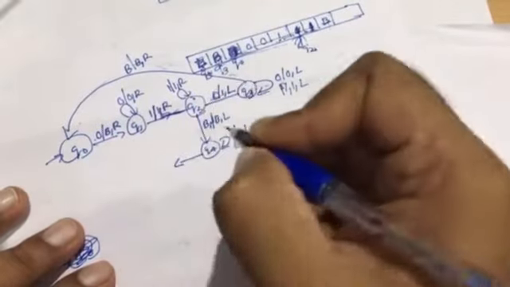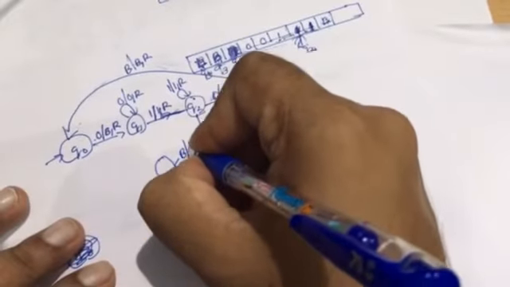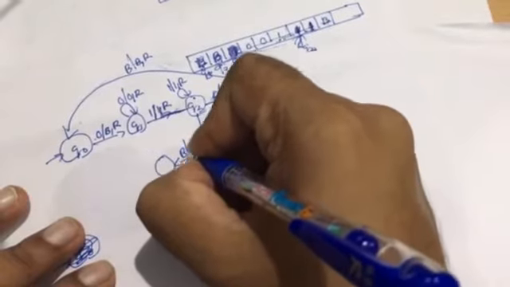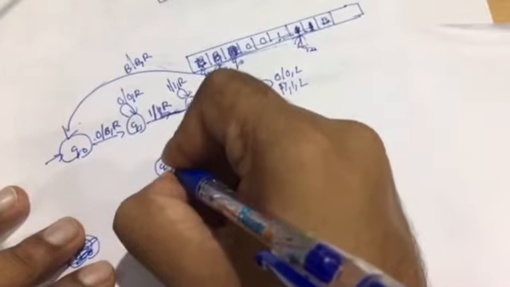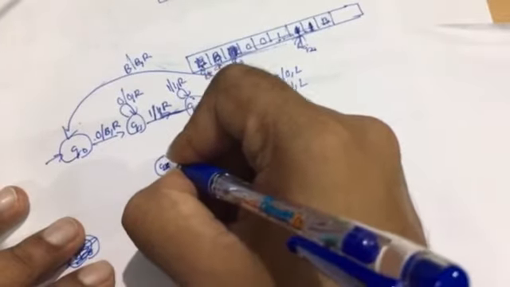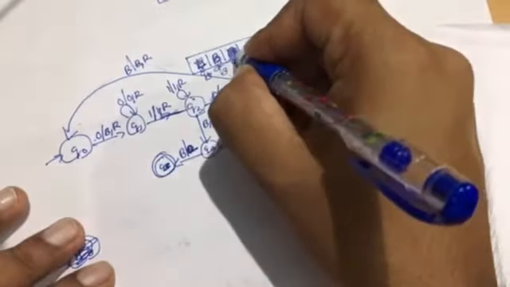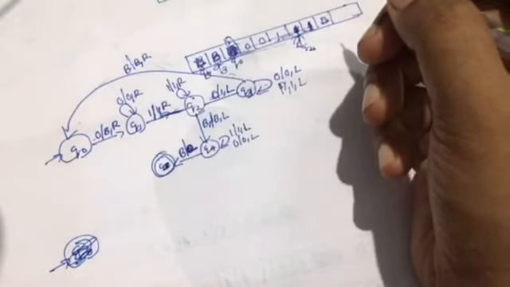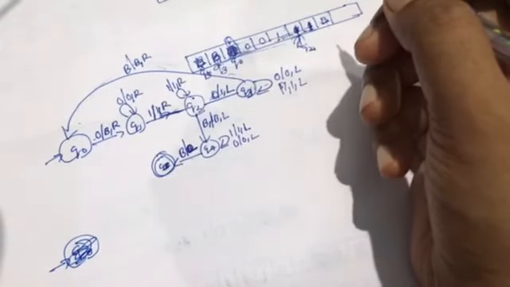Okay, and from q4 if you see a blank, replace that blank with the 0 and go to the final state, and after that there will not be any move. Okay, so q5 will be the final state, and here this blank will be replaced with 0 and we will go to the final state. Okay, so that is only the one portion of the machine.